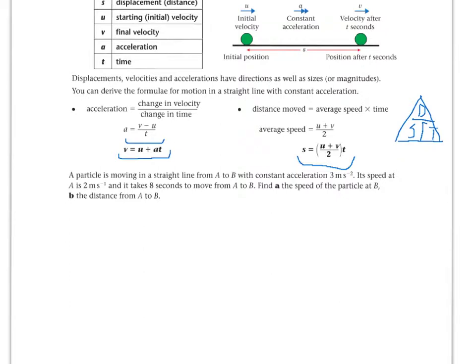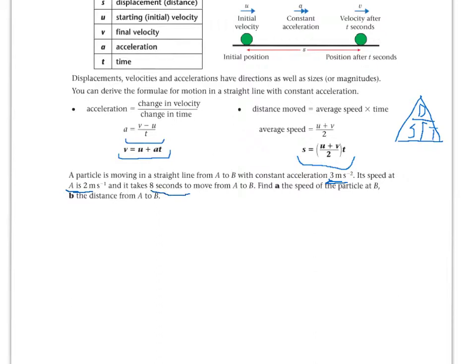A particle is moving in a straight line from A to B with constant acceleration 3 meters per second squared. Its speed at A is 2 meters per second, and it takes 8 seconds to move from A to B. Find A, the speed of the particle at B, and B, the distance from A to B. Let's draw a diagram, but first identify the key points. It's moving at a constant acceleration of 3 meters per second squared, its initial speed at A is 2 meters per second, and it takes 8 seconds to get to B.